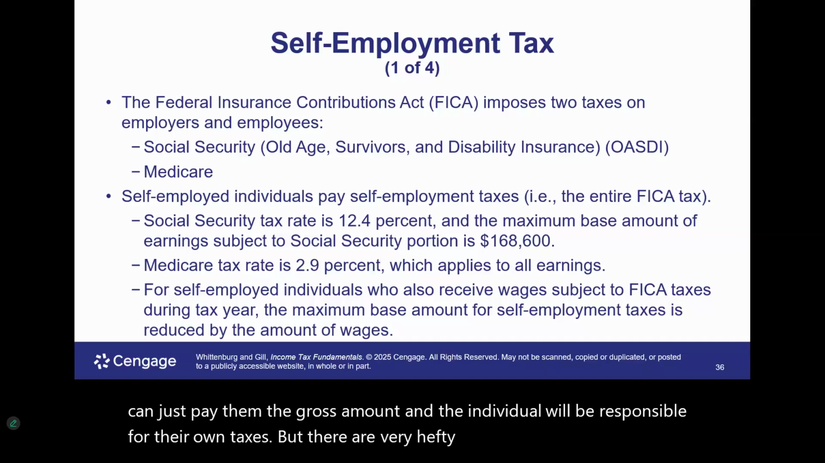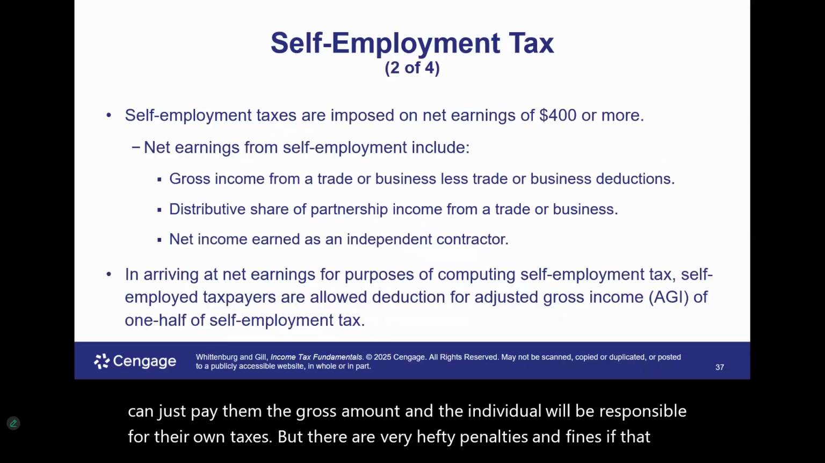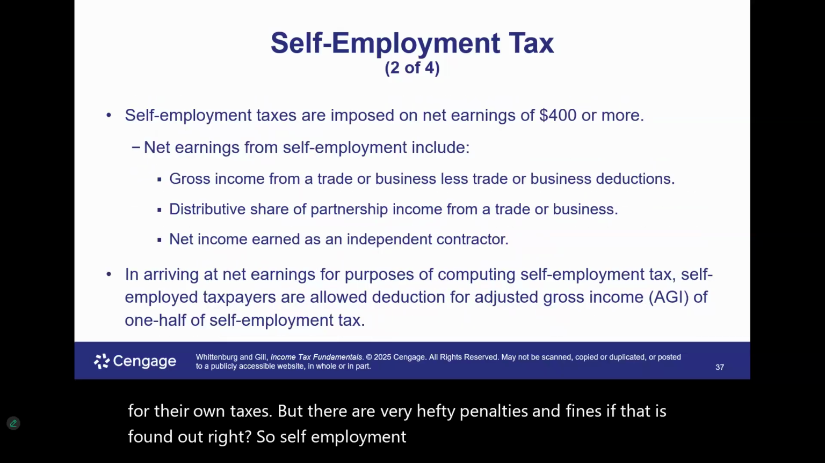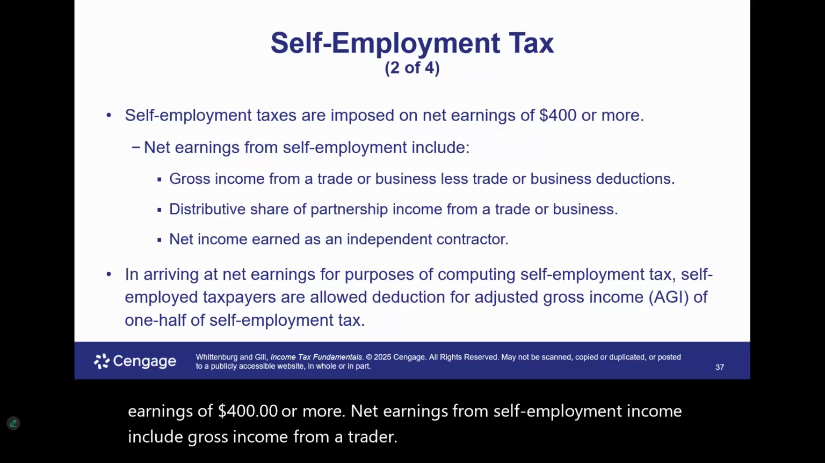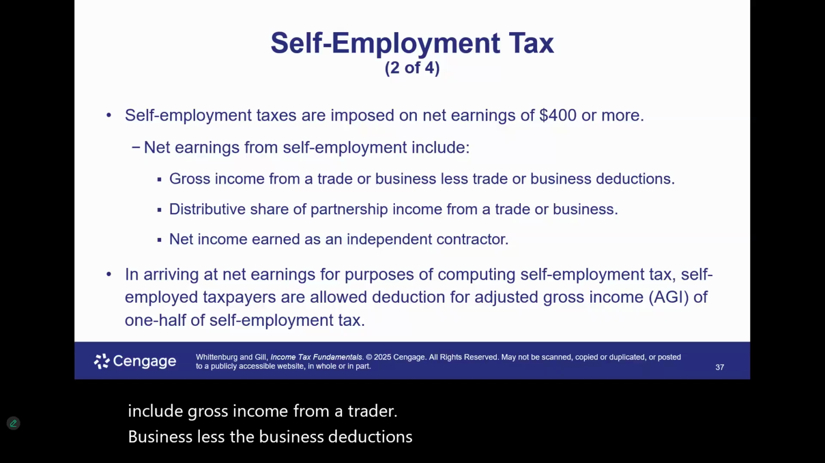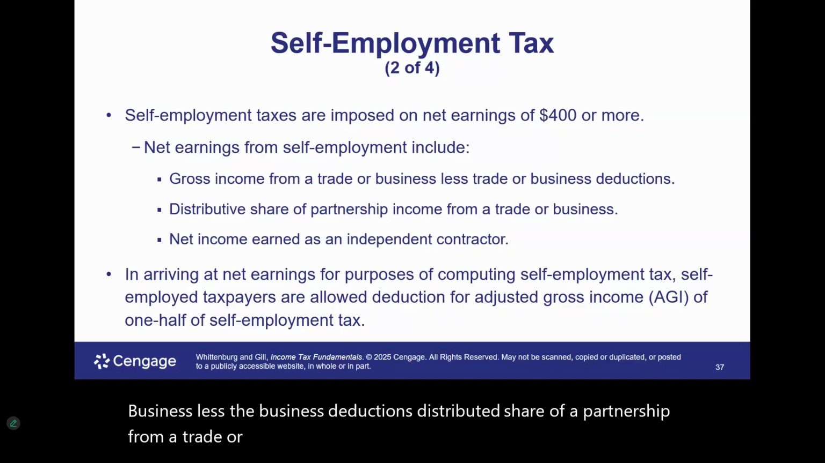All right. So self-employment taxes are imposed on net earnings of $400 or more. Net earnings from self-employment income include gross income from a trade or business, less the business deductions, distributed share of a partnership from a trade or business, or any net income earned as an independent contractor.